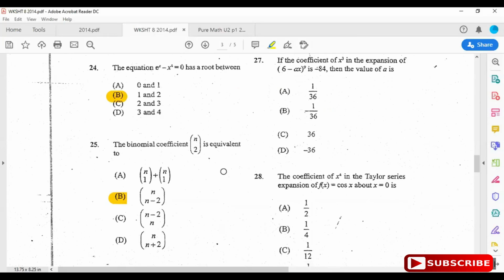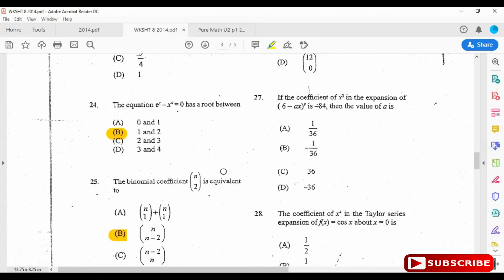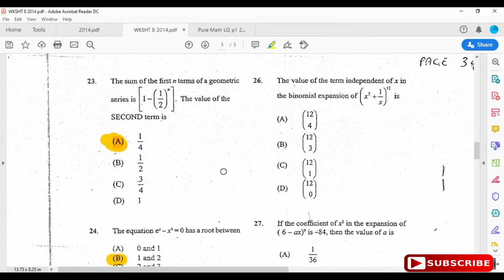All right. Question 26. Question 26 asks for the value of the term independent of x in the binomial expansion of x squared plus 1 over x to the 12th power.